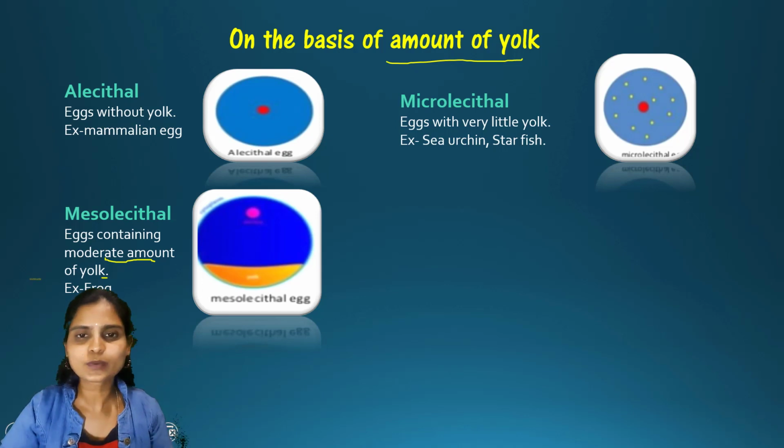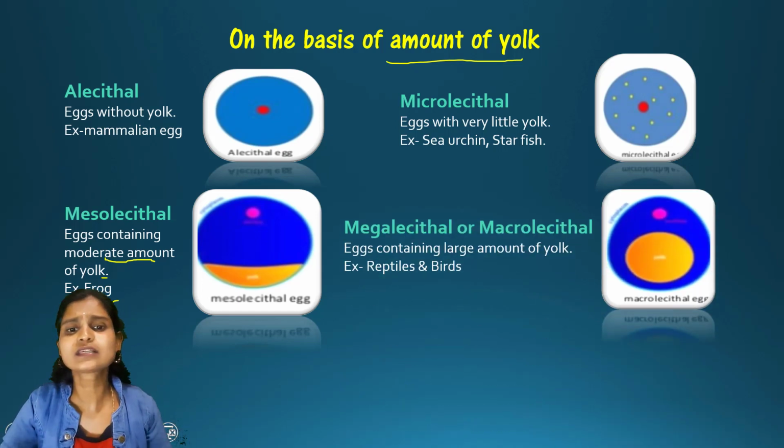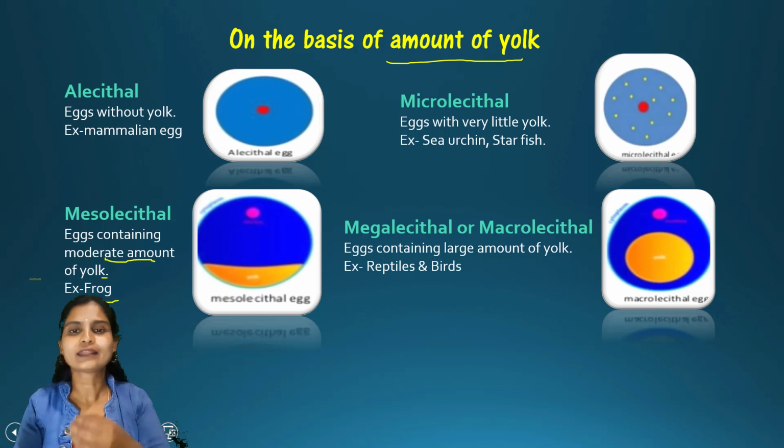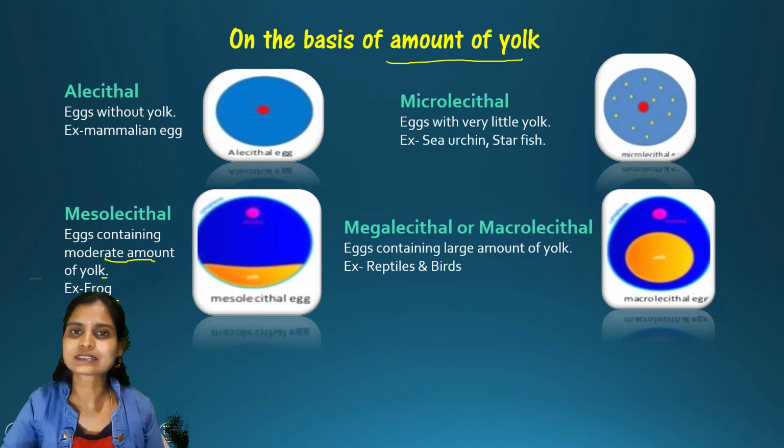Okay. So next one is megalecithal or macrolecithal eggs. Mega or macro means it consists of more amount of yolk. So a sufficient amount of yolk will be present. That is why the embryo will develop completely and the young one will be produced directly. It is seen mainly in birds and in some reptiles.